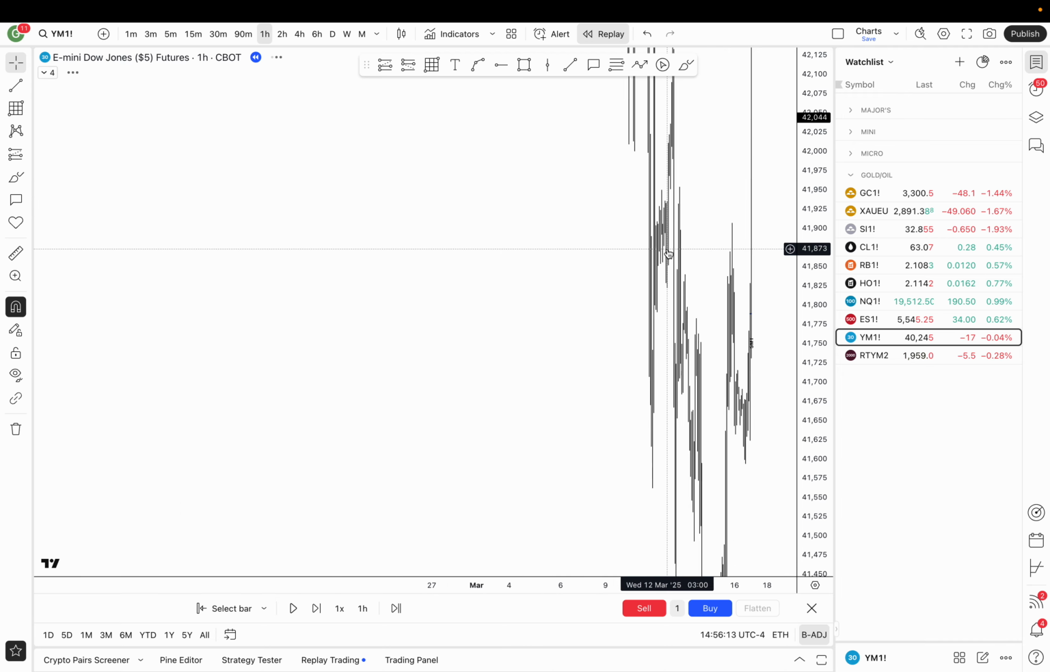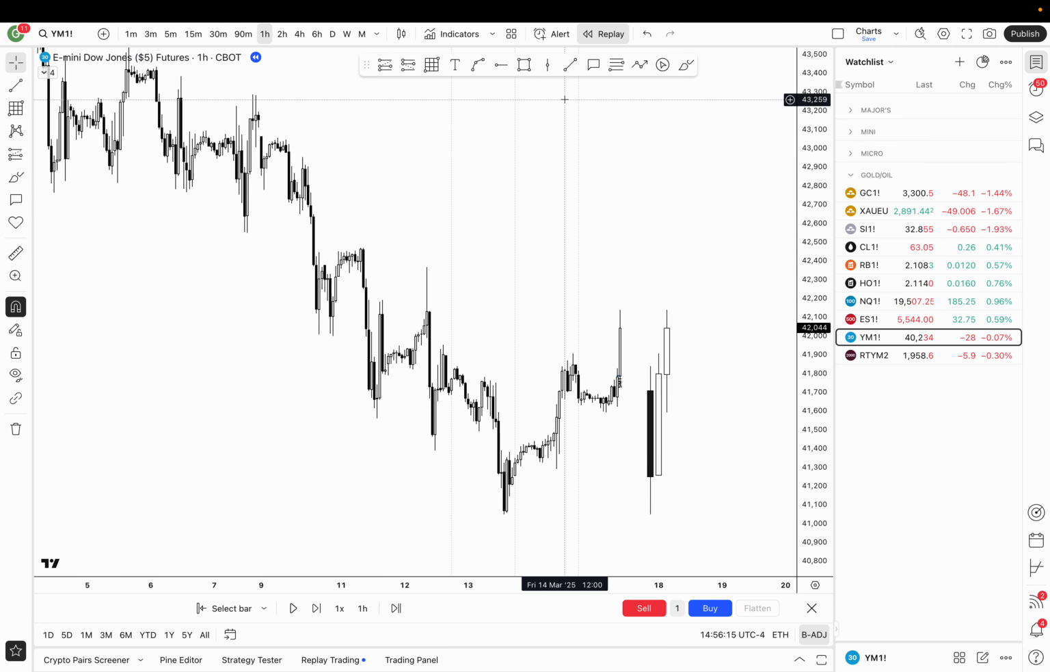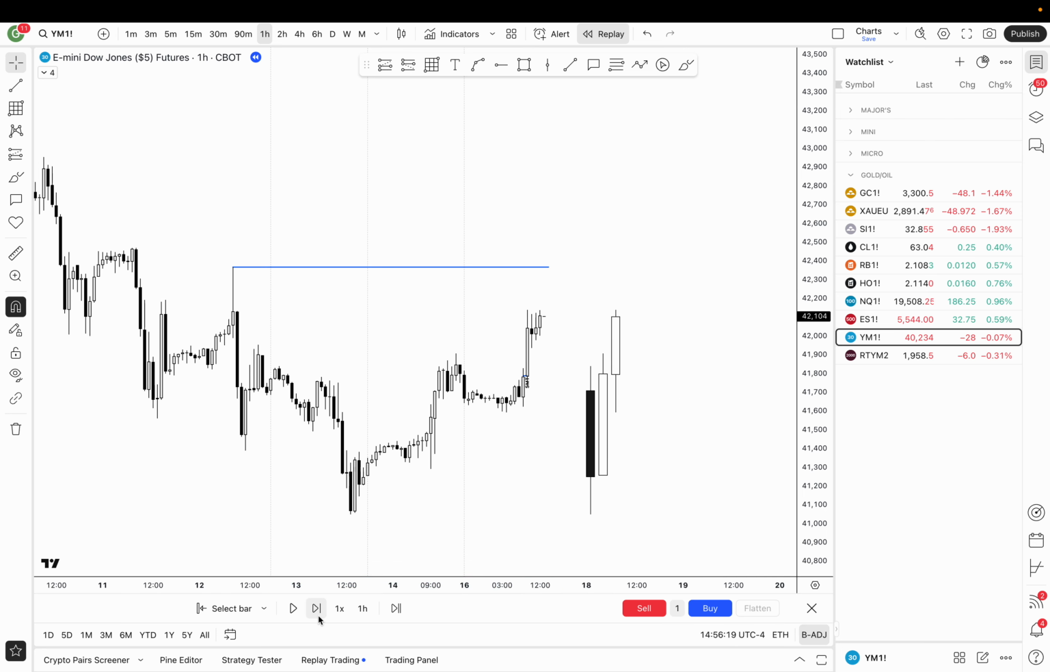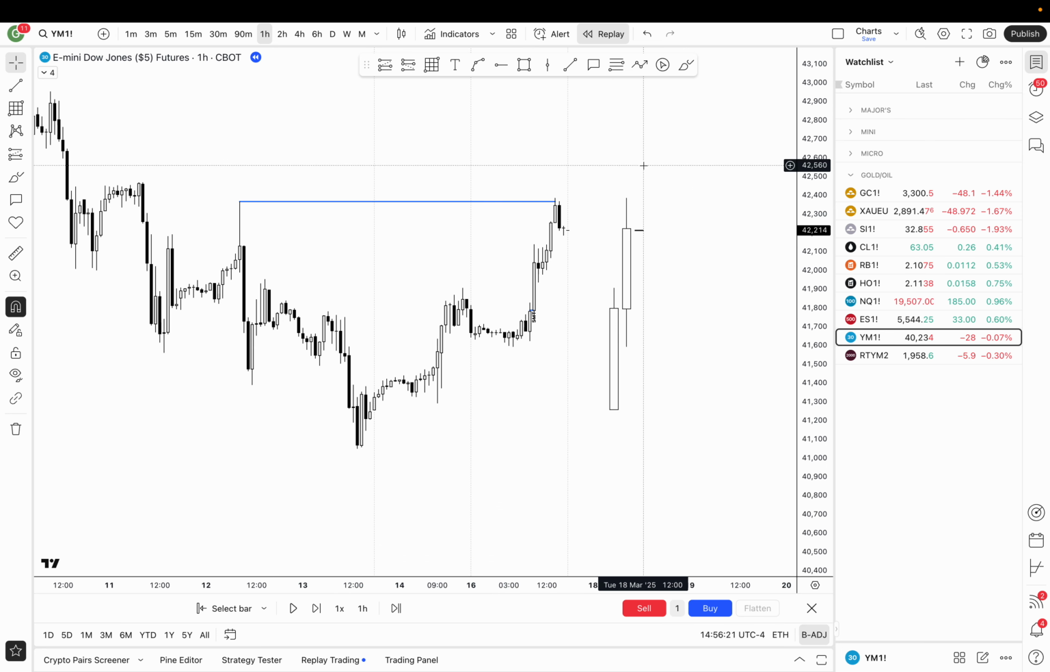This was a really good trade. I think it went all the way here. It was a really nice trade. Yeah, it went all the way there.